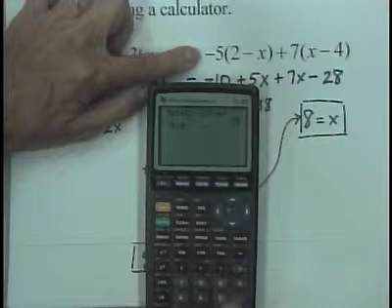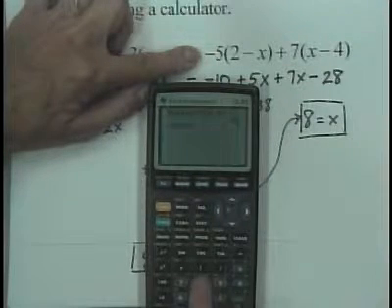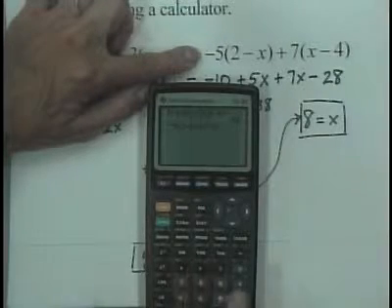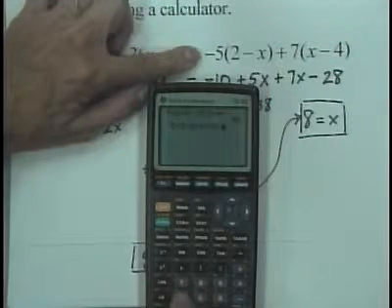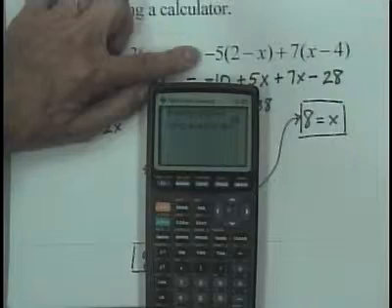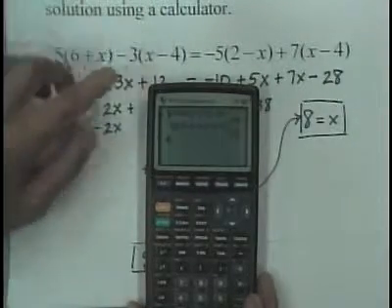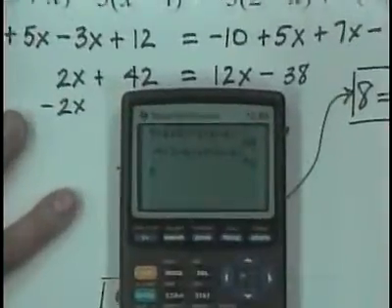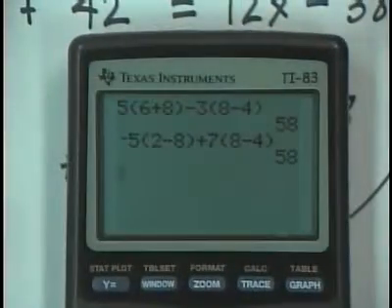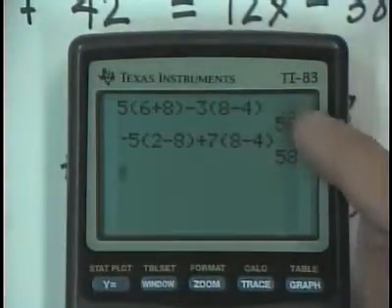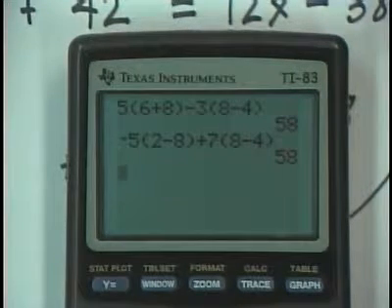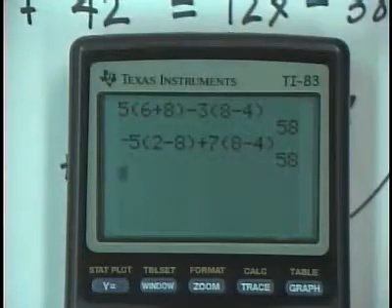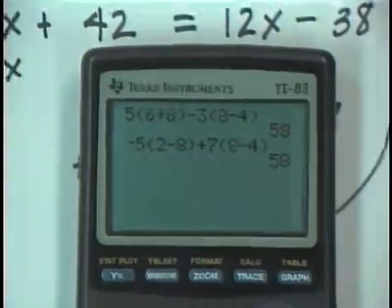Negative 5 parentheses 2 minus 8 close parentheses plus 7 parentheses 8 minus 4 close parentheses. Push enter and we get 58. Let me zoom in and show you how I entered those. And our result of 58 by entering 8 in the left-hand side and the right-hand side confirms that 8 is a solution to the equation.